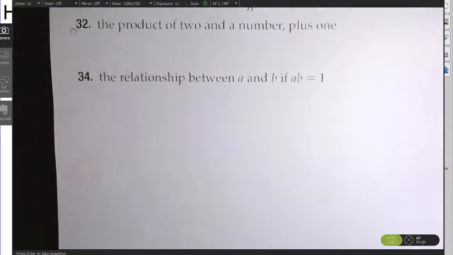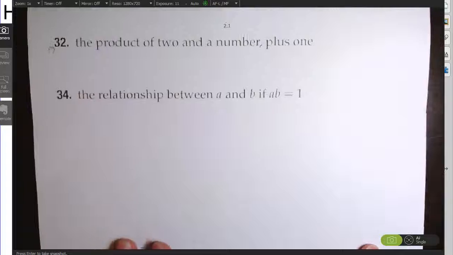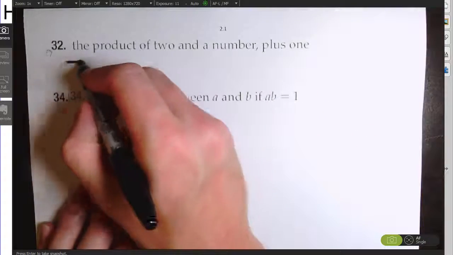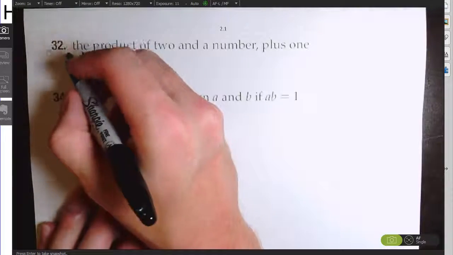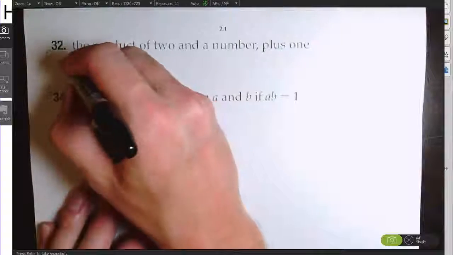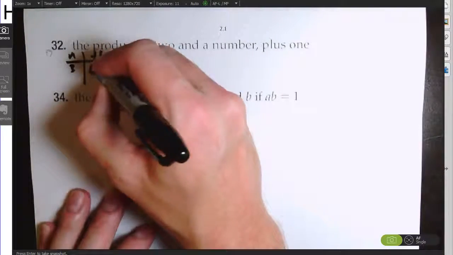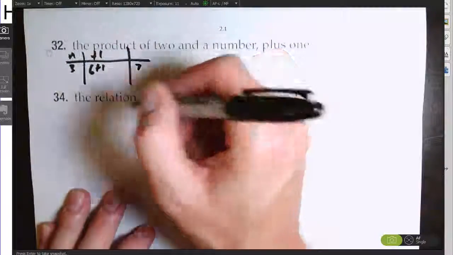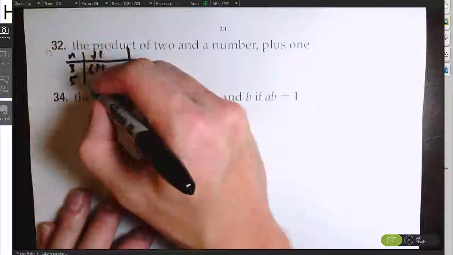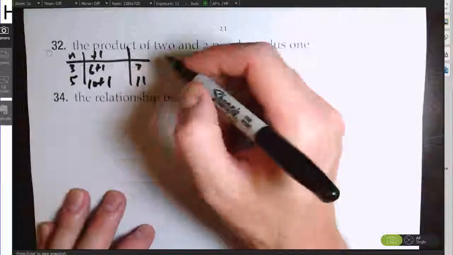Okay. Next example to take a look at we talked about is making a conjecture from some kind of given information. So for 32, we're supposed to do the product of 2 and any number plus 1 and see what we get. So I'm just going to do this. Number plus 1, answer. So if we do 3, so 2 times 3 is 6, 6 plus 1 is 7. I'll do 5 then. 2 times 5 is 10, 10 plus 1 is 11.